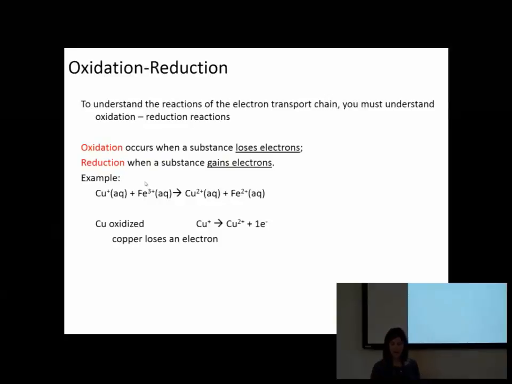What's happening to iron? You're going from iron 3 to iron 2. Your oxidation number is going down. You're being reduced. Is that easier than oil rig and Leo goes grr? I think that's a little bit easier to remember.